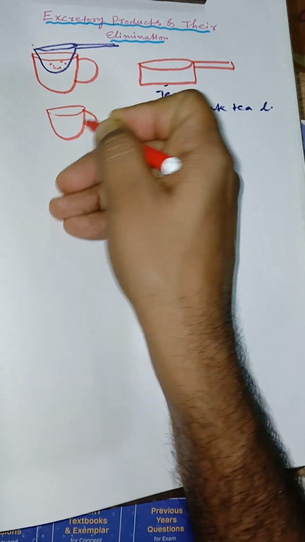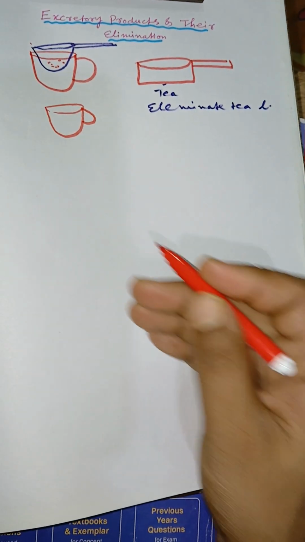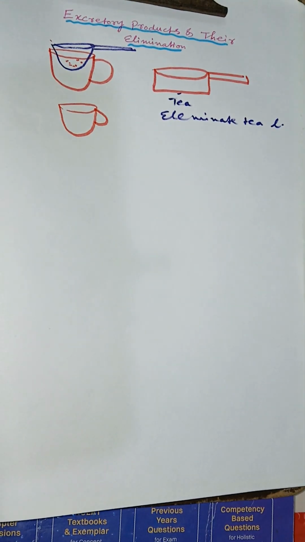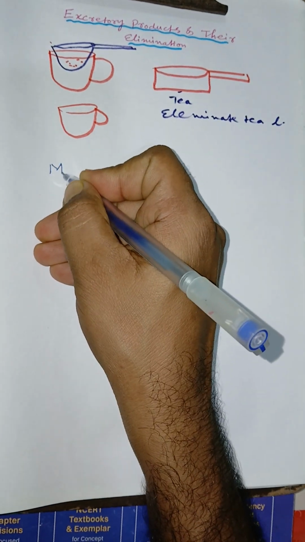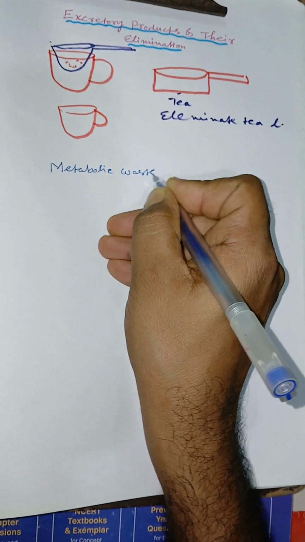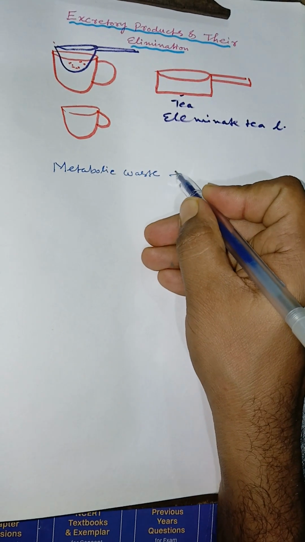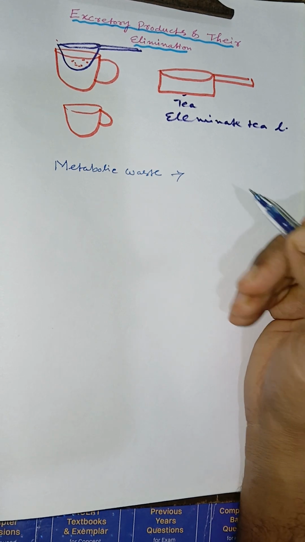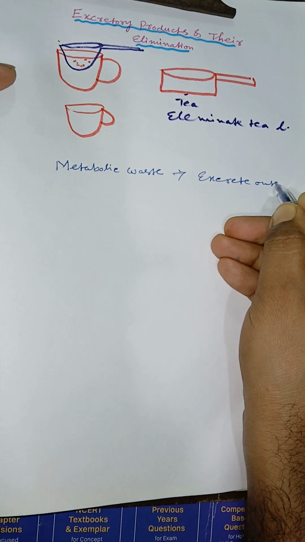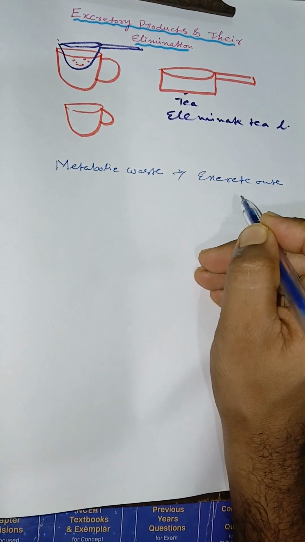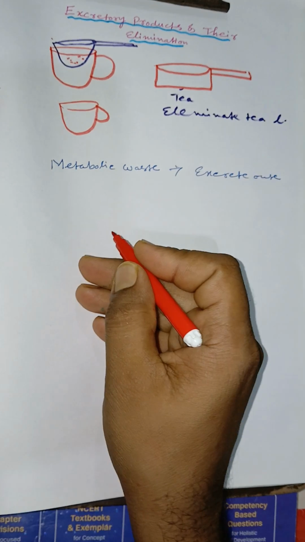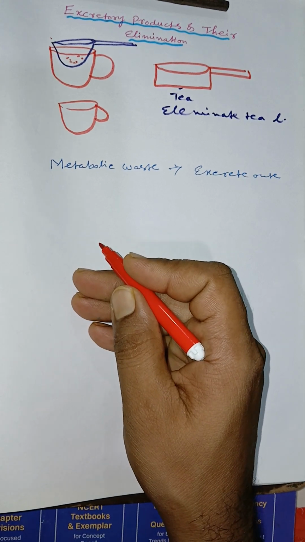Yes or no? So like that, students, in our body metabolic waste materials are produced. What is called metabolic waste material? In our body, metabolic waste materials are produced. They have to be eliminated, excreted out from our body. The process of excreting out the metabolic waste material from our body is known as excretion. Before that we have to know what is metabolic waste material.